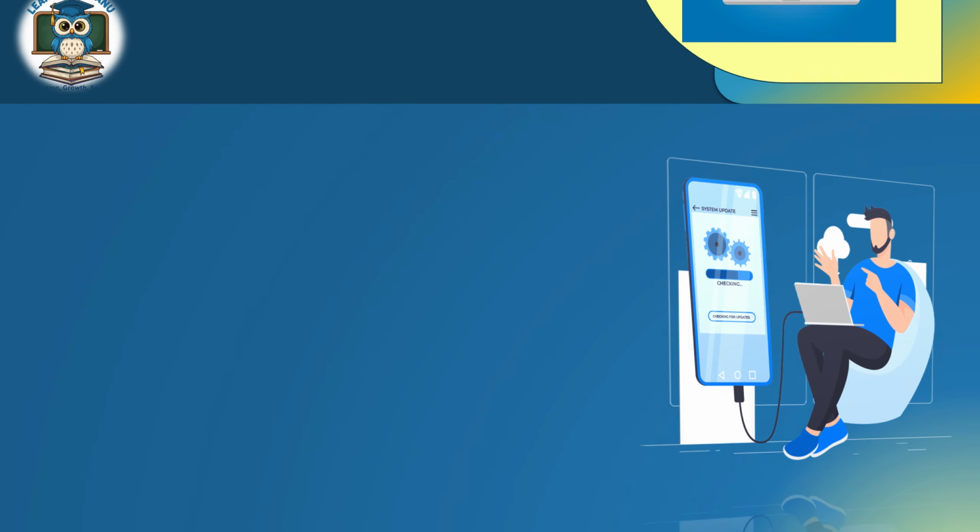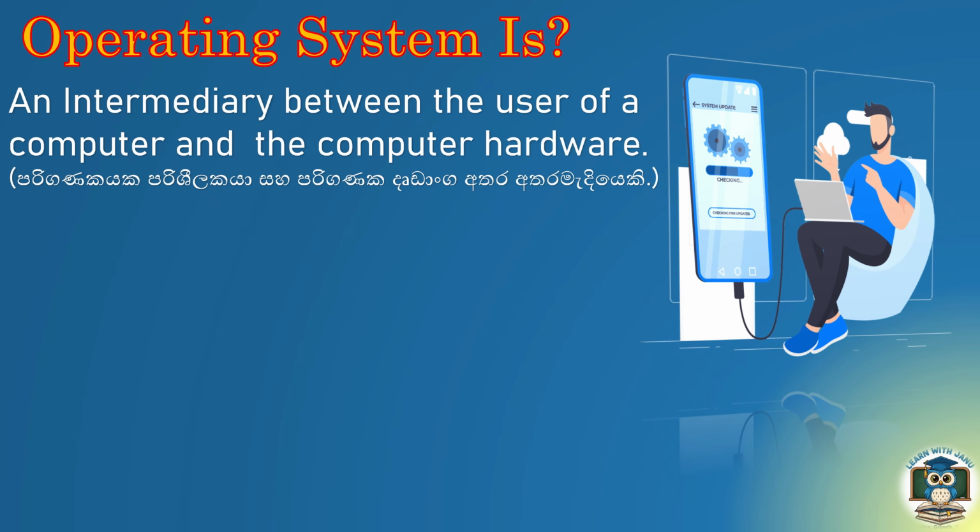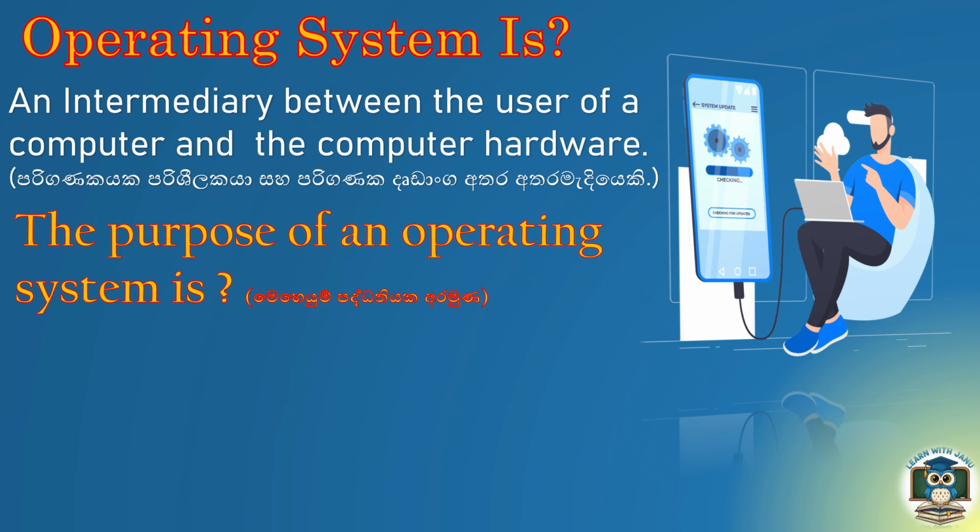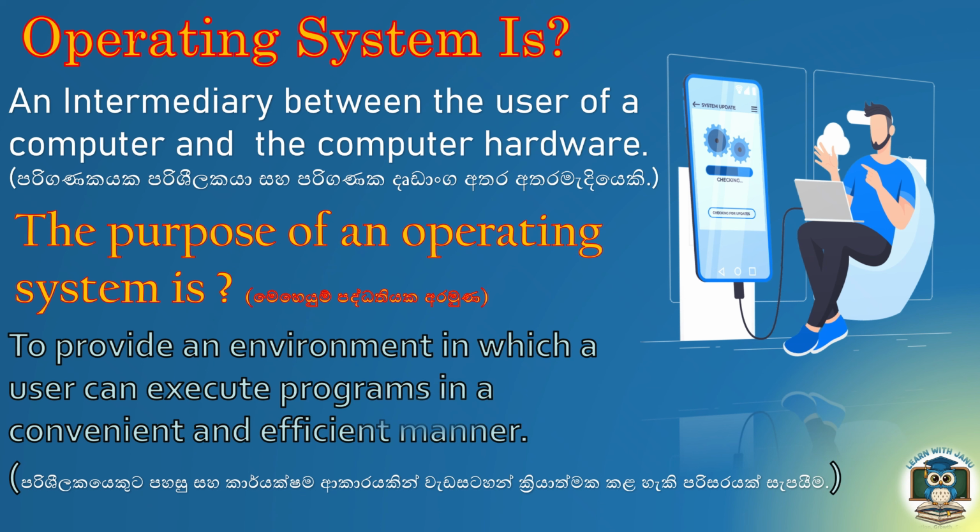The operating system is an intermediary between the user of the computer and the computer hardware. And the purpose of operating system is to provide an environment in which a user can execute programs in a convenient and efficient manner.